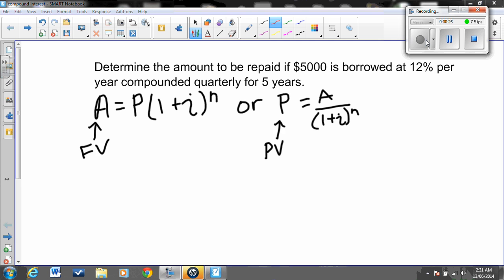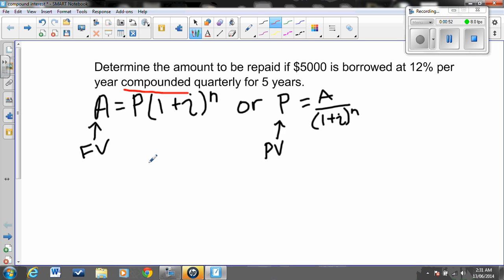We are given the question: determine the amount to be repaid if $5,000 is borrowed at 12% per year, compounded quarterly for 5 years. When we read this question, our first job is to identify whether we're calculating compound or simple interest. The question says compounded, so this is our clue to use compound interest formulas.